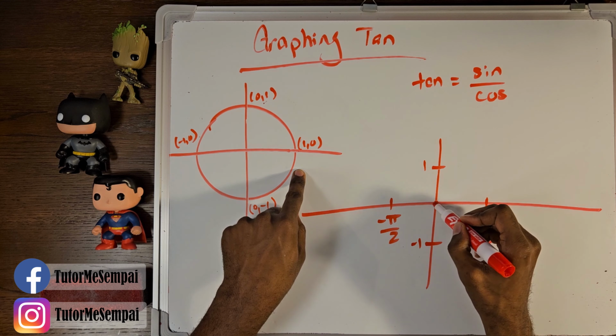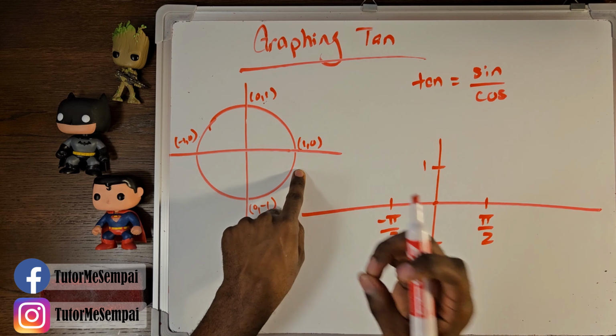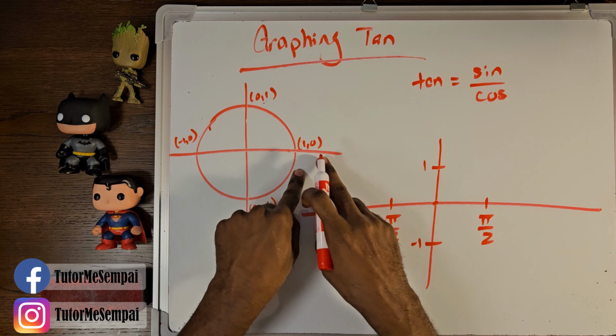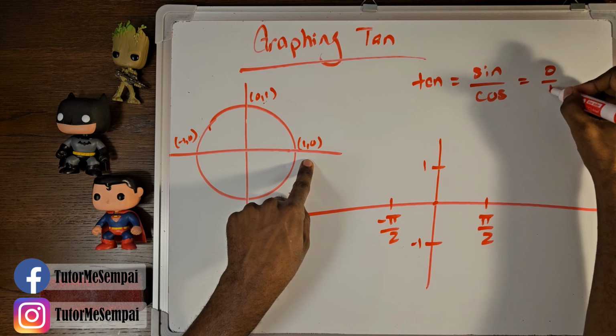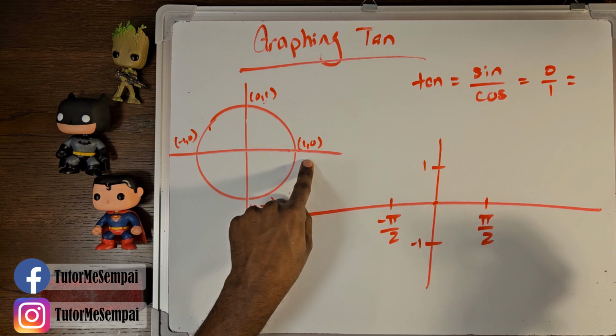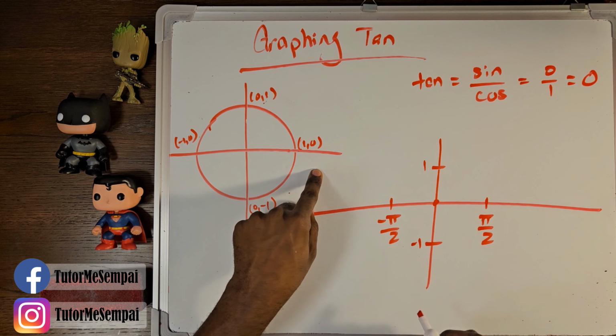So right here, what is the tangent value when we're at the radian value of 0? Well, sine over cosine is going to be 0 over 1. And what's 0 over 1? 0. So we know we're going to be right here.